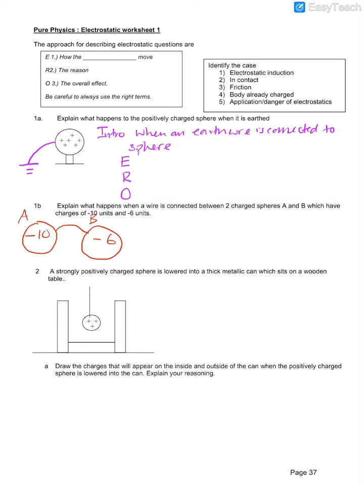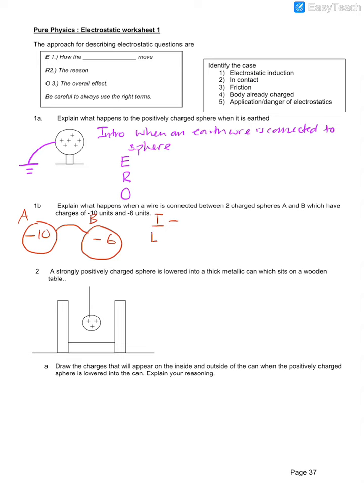Okay, everybody is doing 1B now. So this one, you got one sphere is minus 10 and the other is minus 6. So what happened is that you write down the intro first. And your intro is when a wire is connected from A to B. Okay, spheres A to B. So you relate it back to the situation.